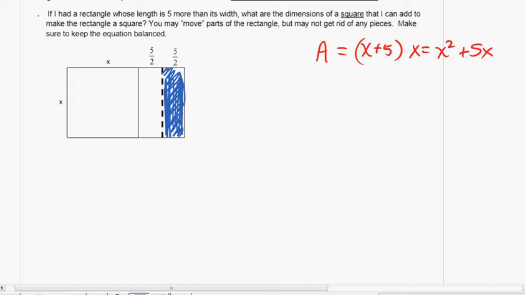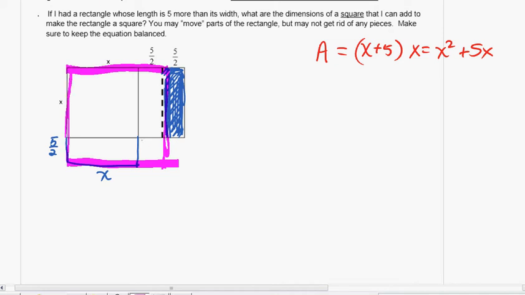And I'm not going to get rid of it, but instead I'm going to rotate it and place it right here. So the 5 halves has been rotated as well as the x side, and so it lays just like that. And so now I have this almost square, and it would be a square if only I could fill in this piece.